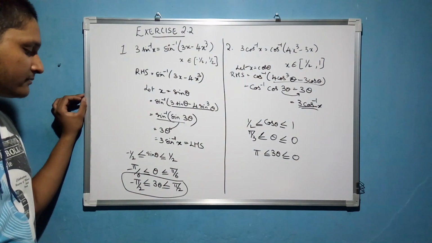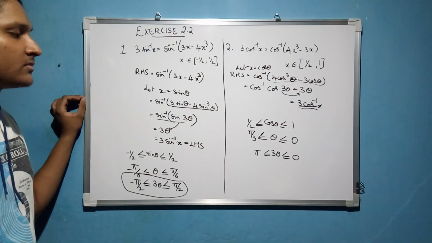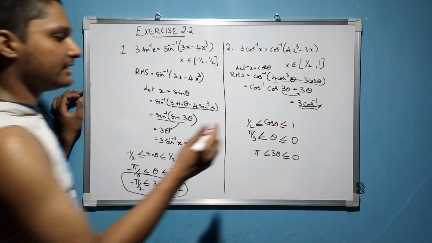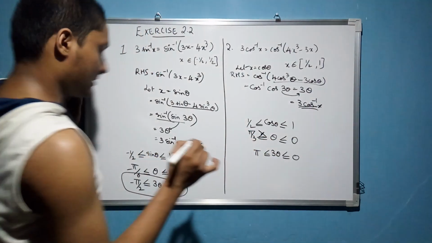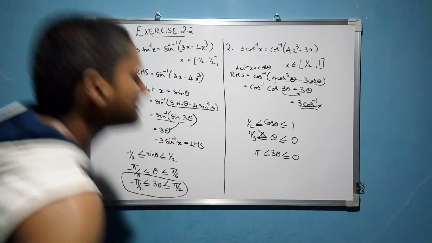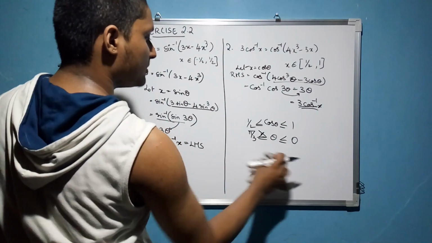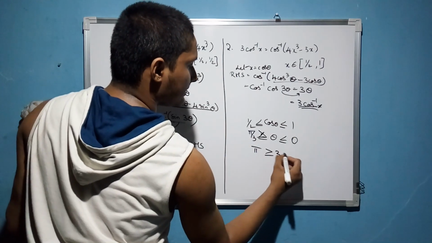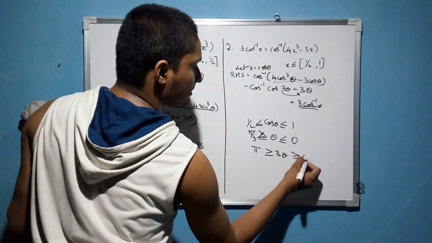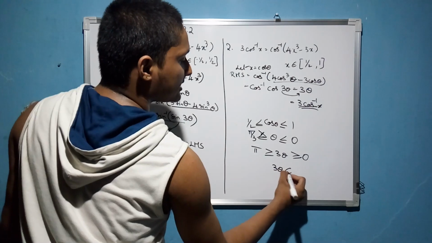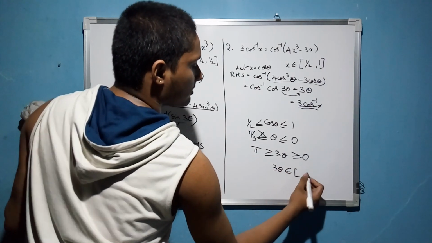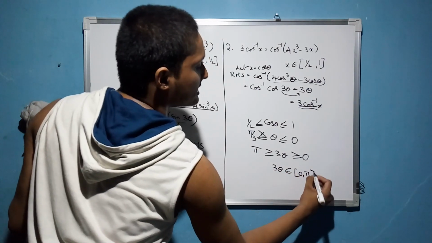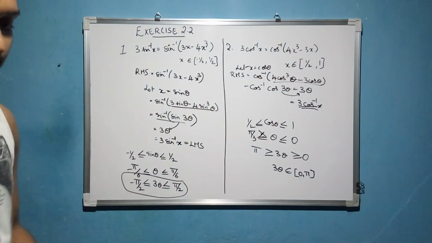Oh, it should be going to the opposite side in this case. That was a mistake. So this has to be pi greater than or equal to 3 theta greater than or equal to 0. That is, 3 theta belongs to 0 to pi. That is the principal value branch for the cos inverse function.